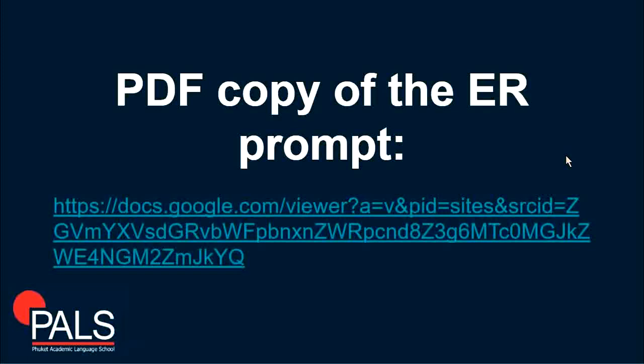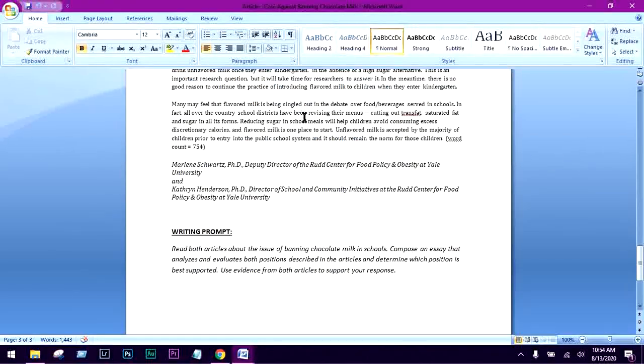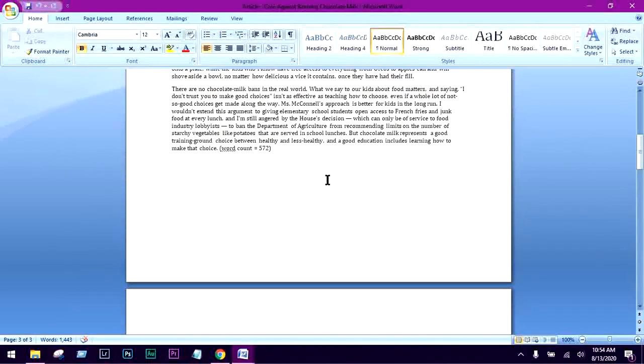So what is an extended response prompt? Basically, it's composed of either one long article or two articles, which show two opposing views, and the essay prompt itself will show you instructions on what to do for your essay. All right, so let me show that to you. Let me go to another screen. Here you go. So this is our extended response prompt.